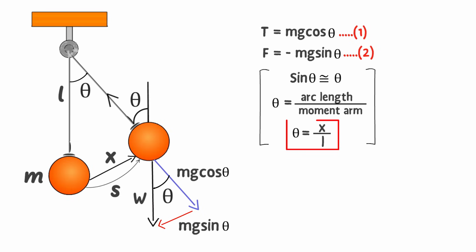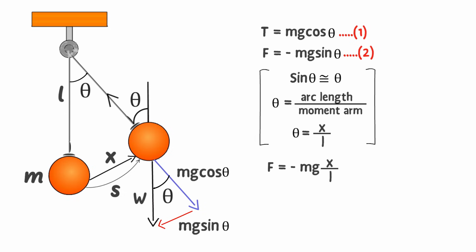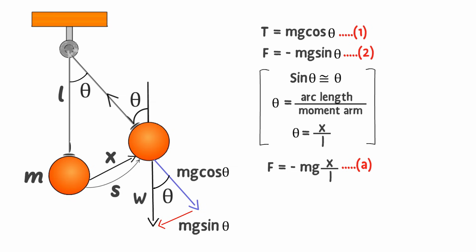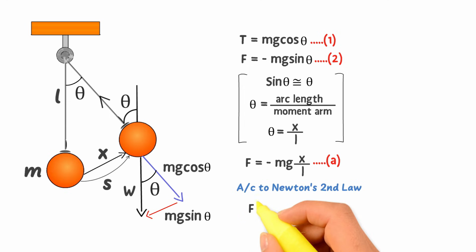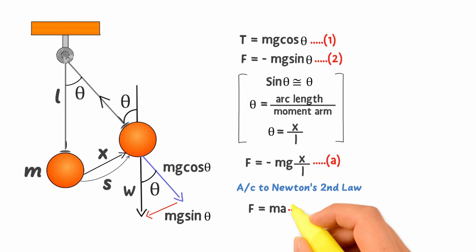Now plug in the value of theta in equation 2. So instead of sin theta, I put only the value of theta. We get F is equal to negative mg x upon L. Let me call this equation number A. We also know that the restoring force F produces acceleration in this mass. According to Newton's second law, F is equal to ma, where F is the restoring force, m is the mass, and a is the acceleration of the mass. I call this equation B.